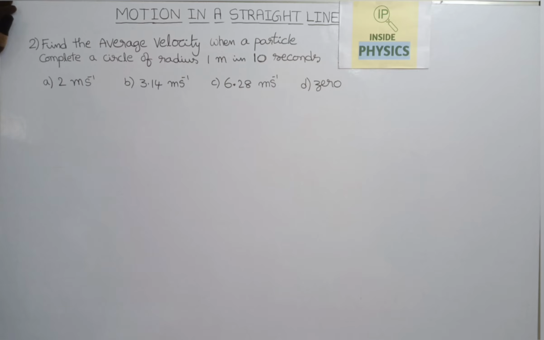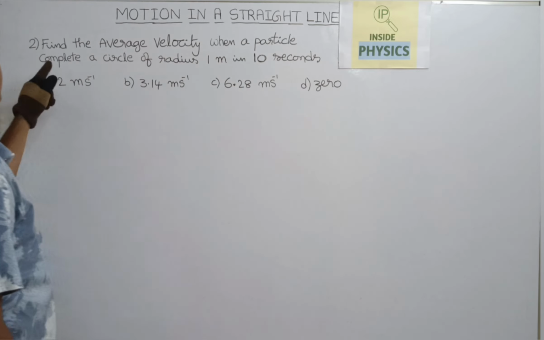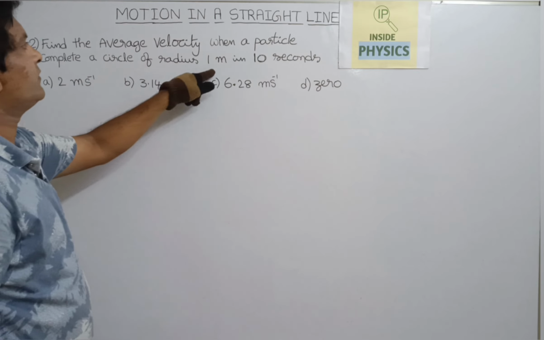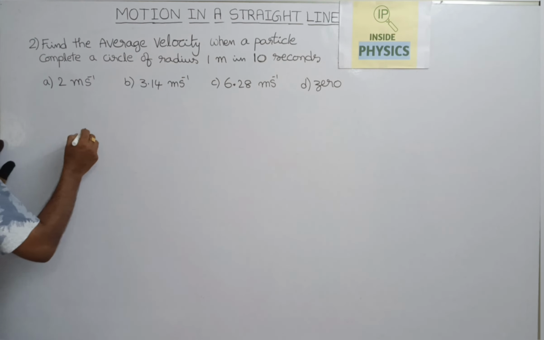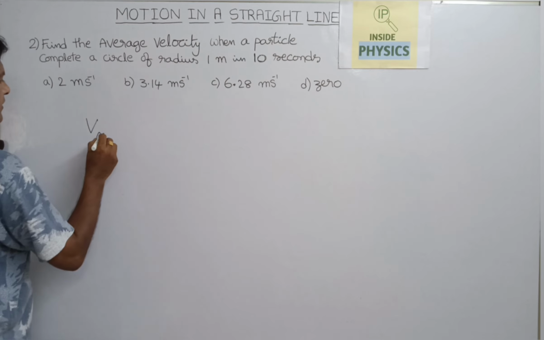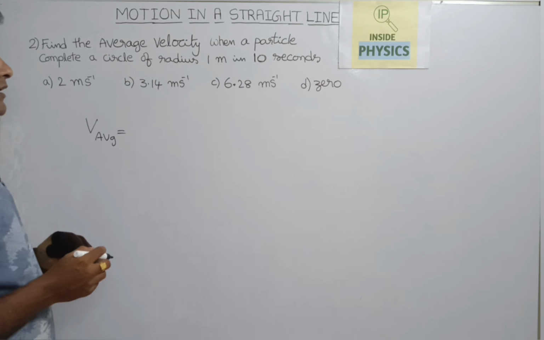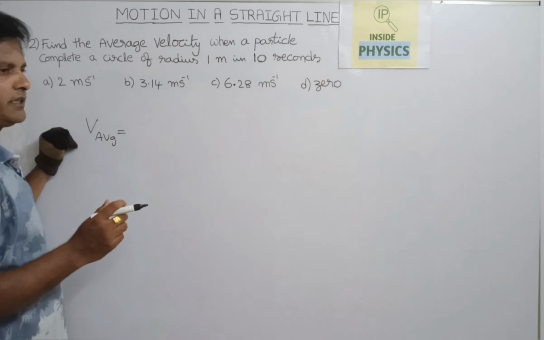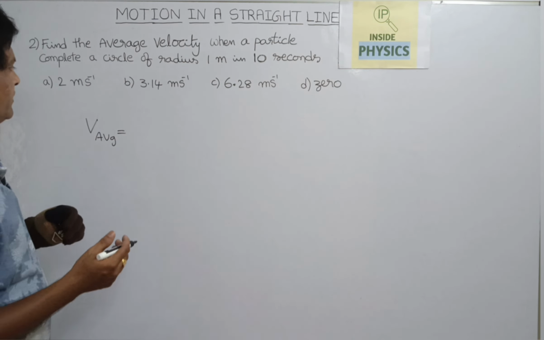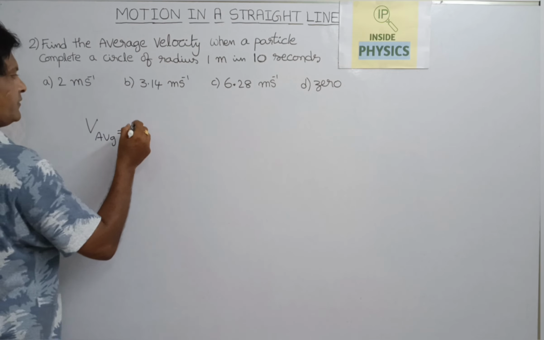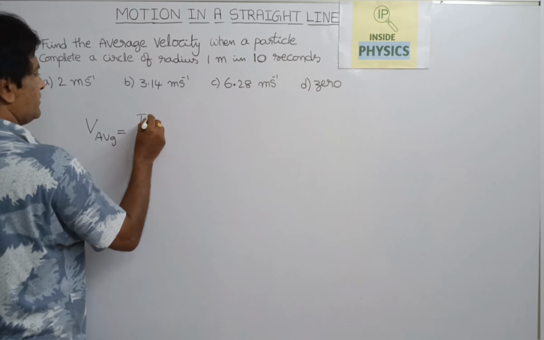Next we see the second problem. Find the average velocity when a particle completes a circle of radius 1 meter in 10 seconds. Here we know the average velocity formula: V average is equal to total displacement by total time. Whenever you are taking the average, you consider the total value with respect to the total time.